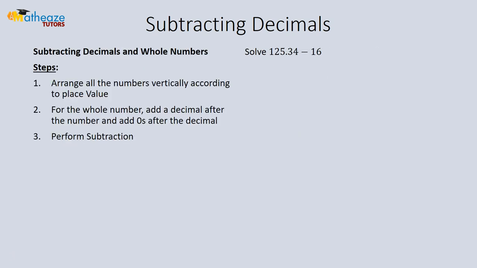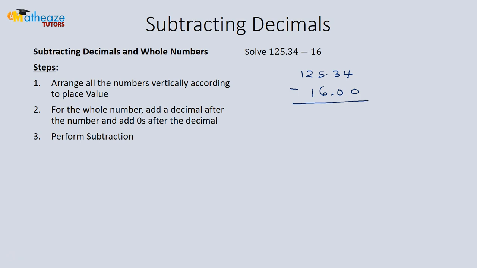Now let's get to subtracting decimals, dealing with subtracting decimals and whole numbers. The first thing we're going to do is arrange them vertically, taking note of the place value. You can see that 16 is in the ones place, just like the 5, and then 1 right here. Then we put a decimal here, and we use zeros for the decimal places.